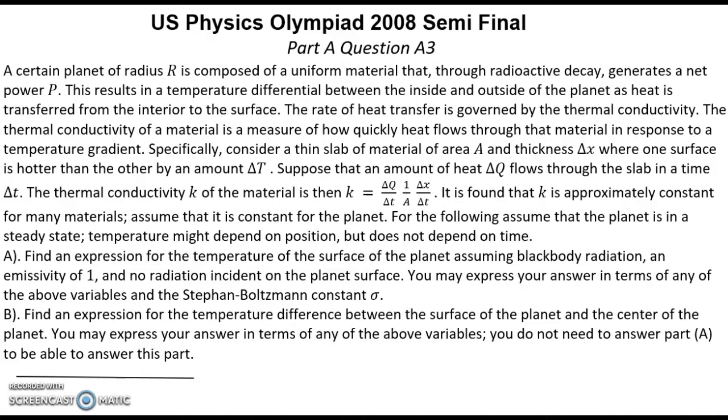The thermal conductivity of a material is a measure of how quickly heat flows through that material in response to a temperature gradient. Specifically, consider a thin slab of material of area A and thickness delta x, where one surface is hotter than the other by an amount delta T, a temperature difference. Suppose that an amount of heat, delta Q, flows from the slab in a time delta t. The thermal conductivity K of the material is then K equals delta Q over delta t, multiplied by 1 over A, the area, and multiplied by dx over dT.